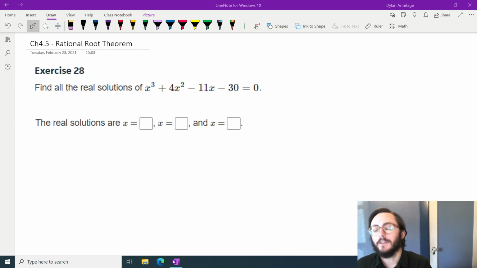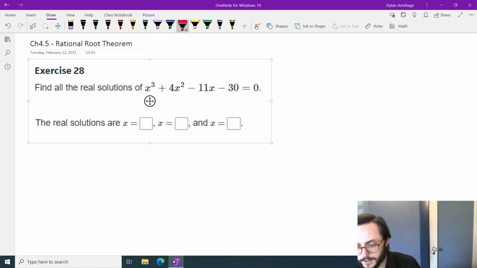In this video we are doing the Chapter 4.5 Homework Rational Root Theorem, exercise 28, which is the last one, number 4. Find all real solutions of x cubed plus 4x squared minus 11x minus 30 equals 0. The real solutions are, and we have 3 blanks there, so we know we should have 3 solutions.